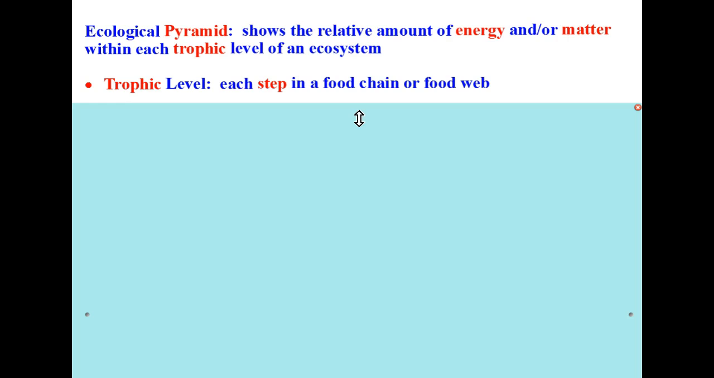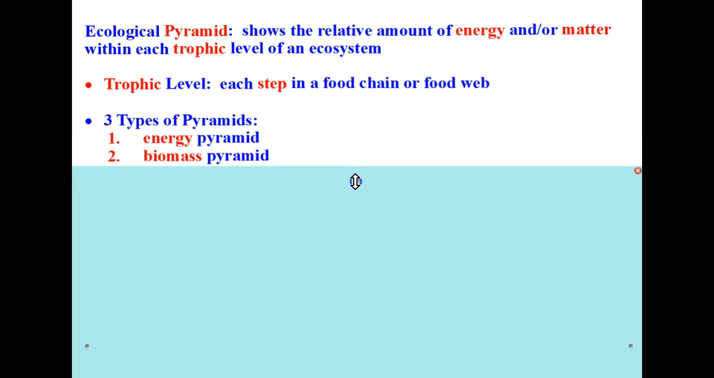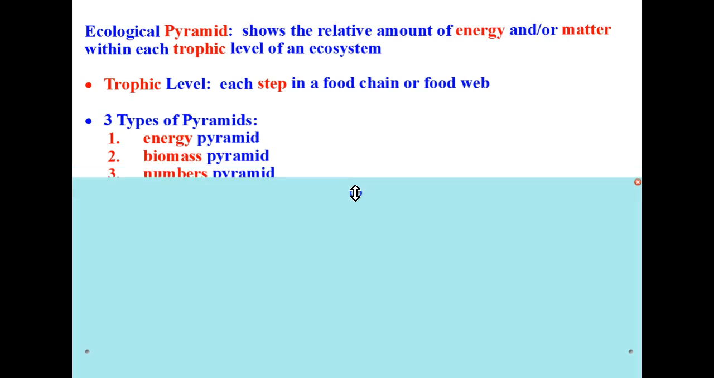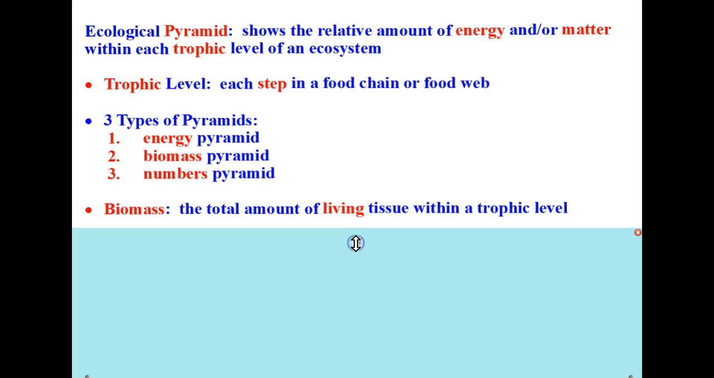And we have three types of ecological pyramids we could study. We have an energy pyramid, we have a biomass pyramid, and we have a numbers pyramid, or pyramid of numbers as it's called. We also have this term biomass. What is that? Well, you may recognize the prefix bio means living, and biomass is the total amount of living tissue within a trophic level.